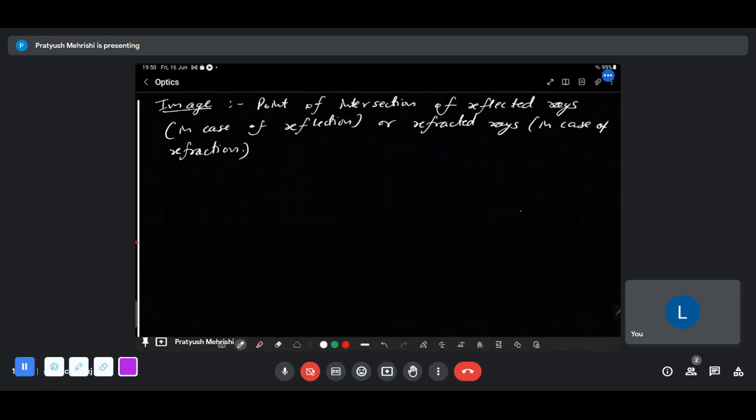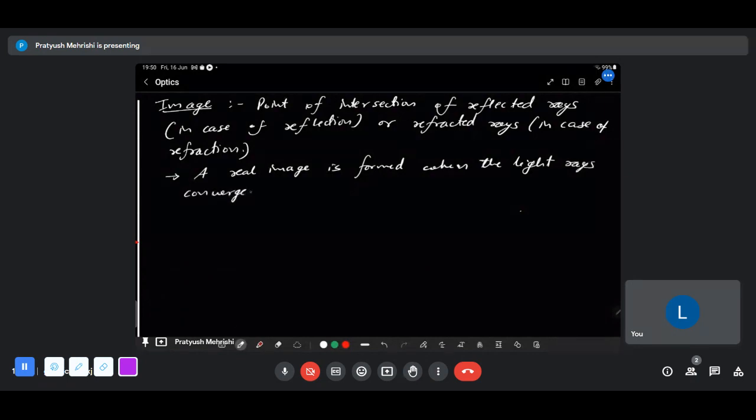Now, what is a real image? A real image is formed when, in reality, the rays of light are actually intersecting at a particular point. A real image is formed when the light rays converge at a point. This is a real image.